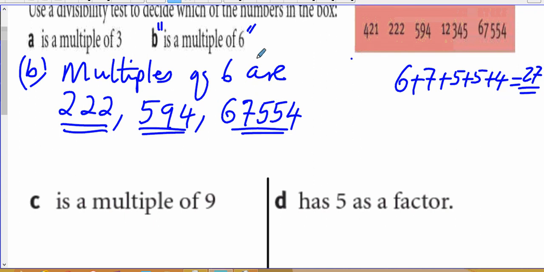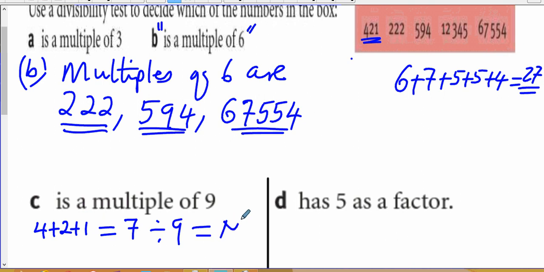The numbers are 421. Now we want to check if this is a multiple of 9. Add these numbers. What do we get? 4 plus 2 is 6. 6 plus 1 is 7. Is 7 divisible by 9? The answer is no. So this is not a multiple of 9.